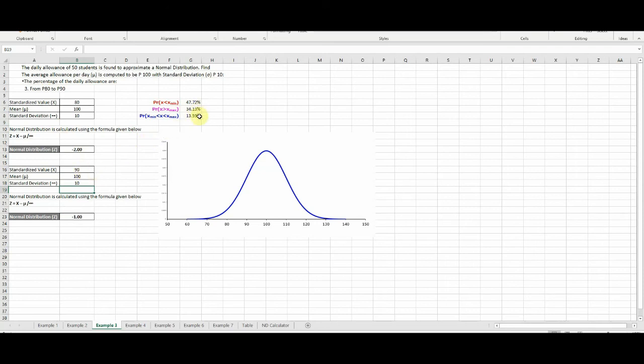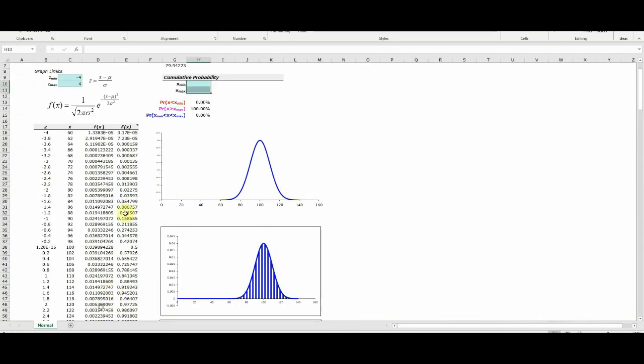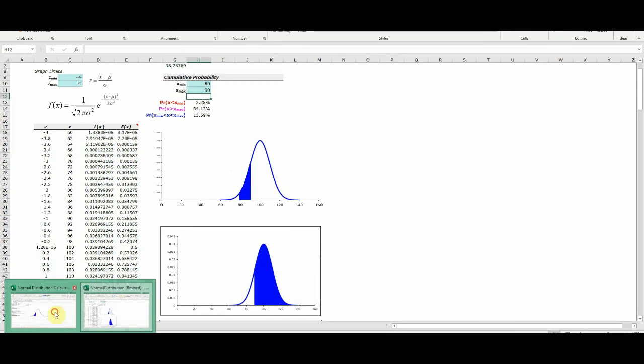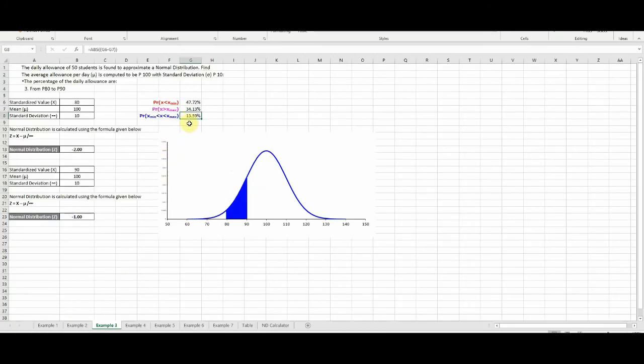So what are we going to do here? Same with the second example, we're going to subtract. Let's put the value here as the minimum. As you can see, it is in the middle. So we're going to subtract the two probabilities for us to get the actual probability.